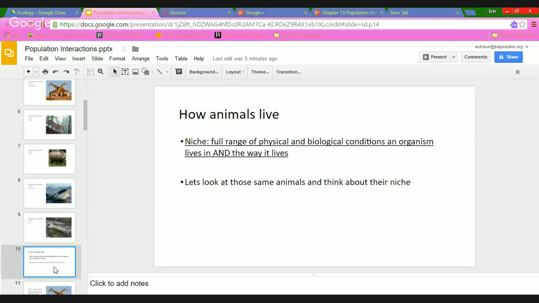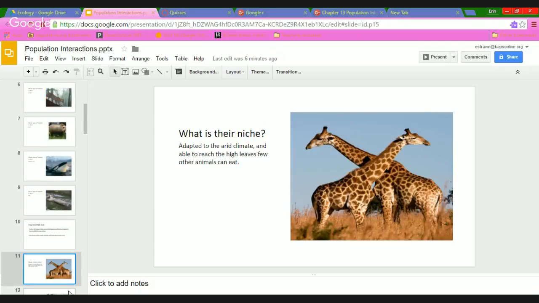So next, the term that you need to know is niche. A niche is the full range of physical and biological conditions an organism lives in and the way he lives it. So we're going to look at some of those things. What is a niche? For these giraffes, we have that they are adapted to their climate. That's a really important advantage for them. And also because of their long necks, they have a feeding niche where they're able to reach the leaves on the highest trees.